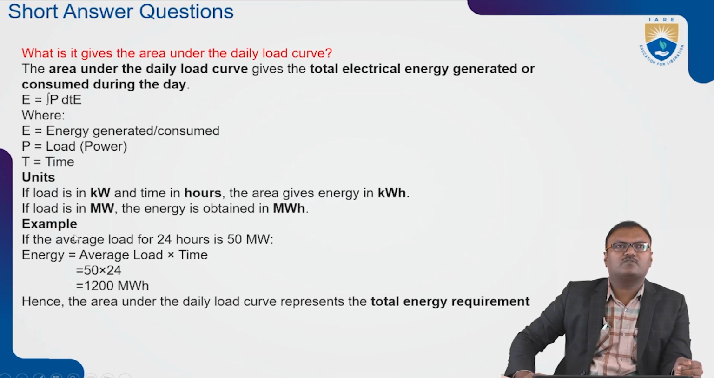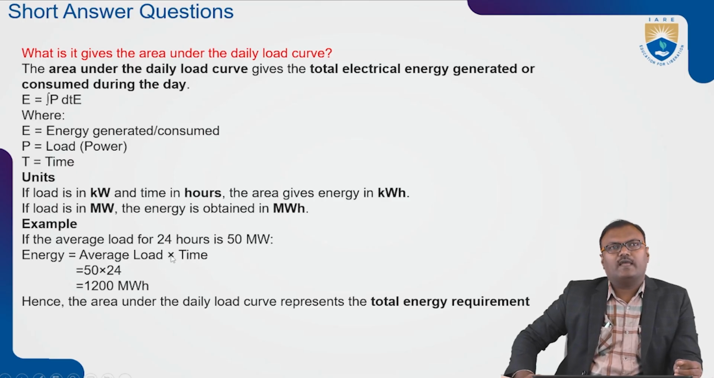And if you go to one small example, if the average load for 24 hours is 50 megawatts, energy consumed over that time is total average load multiplied by 24, which is 1200 megawatt hours. Hence the area under the daily load curve represents a total energy requirement.